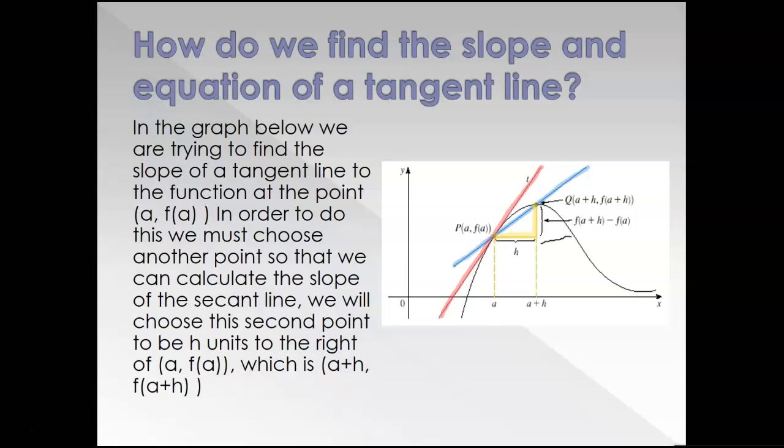So the goal is to find the slope of the blue using 2 points on the line, to predict the slope of the red by making the distance between the 2 points A and A plus H as close as possible, which is what you were doing when you found the slope or the average rate of change when you looked at the difference from 1 second to 1.01 seconds to 1.0001 seconds, etc.